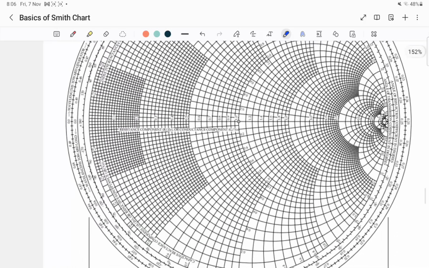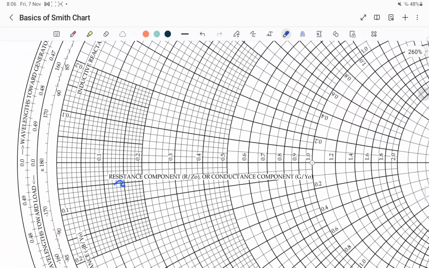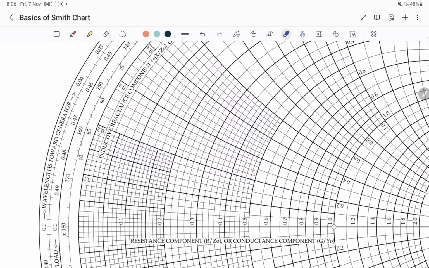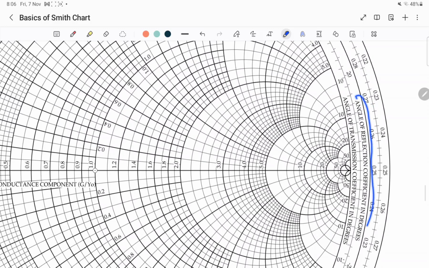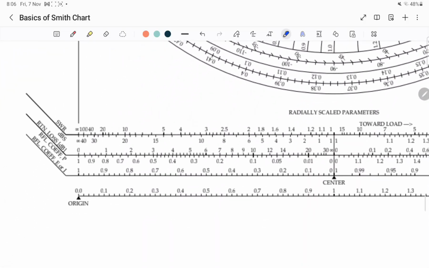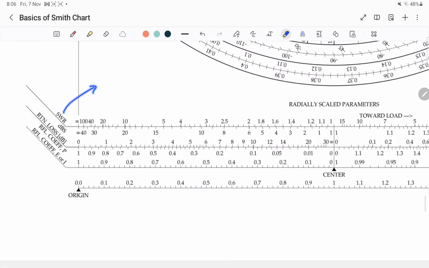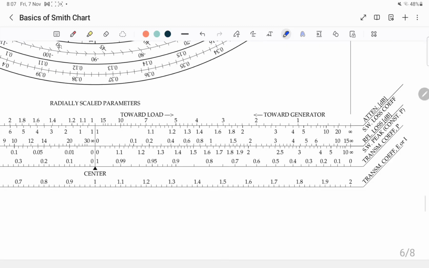such as resistance component and conductance component, wavelength towards the generator, angle of reflection coefficient and angle of transmission coefficient. It has scales such as SWR in linear scale, return loss in dB, SWR in dB, reflection coefficient in terms of power, and reflection coefficient in terms of the voltage and current.